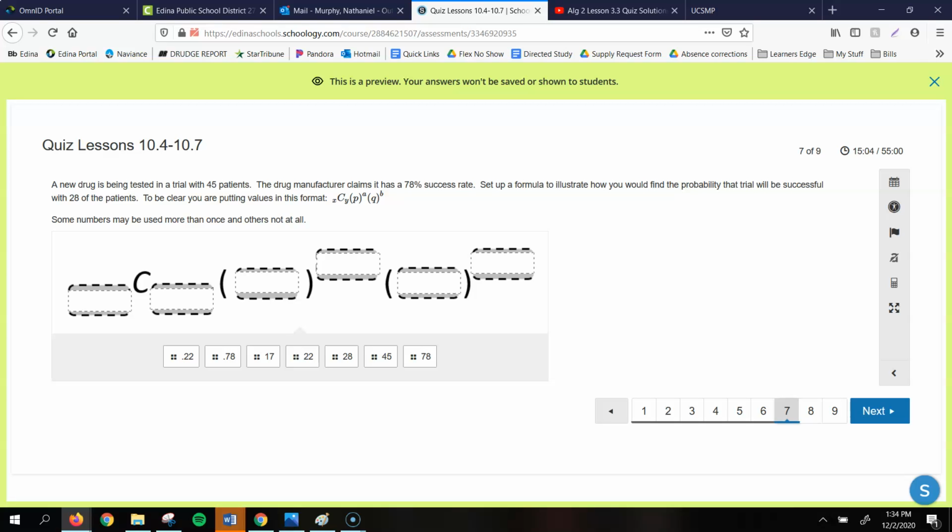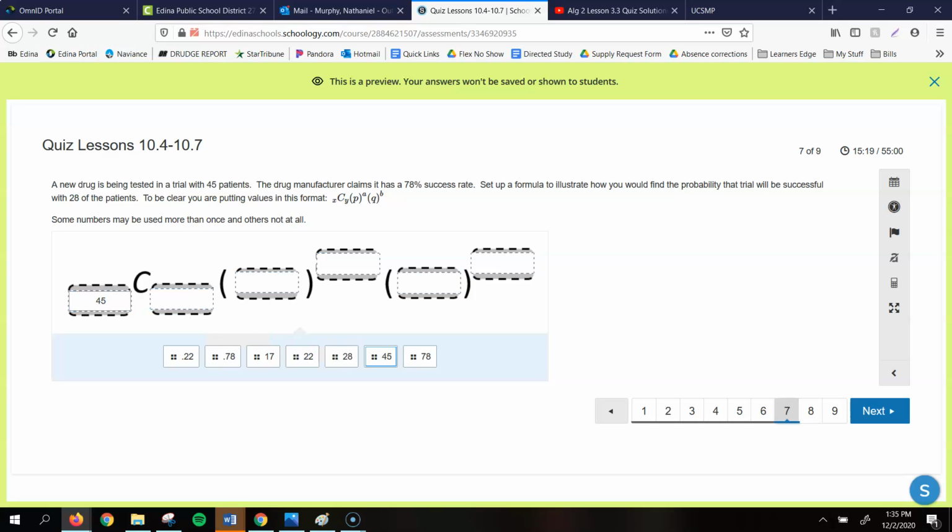And some numbers may be used more than once, and others not at all. So, all right, n is the number of trials. In this case, it's the total number of patients. So there's 45 patients. So we're going to put 45 in here for n.